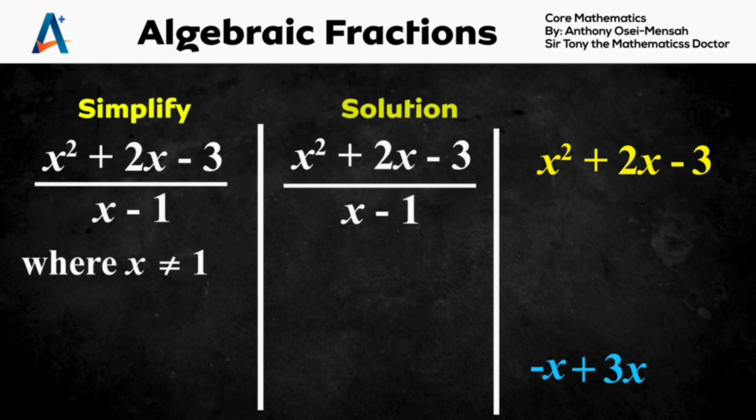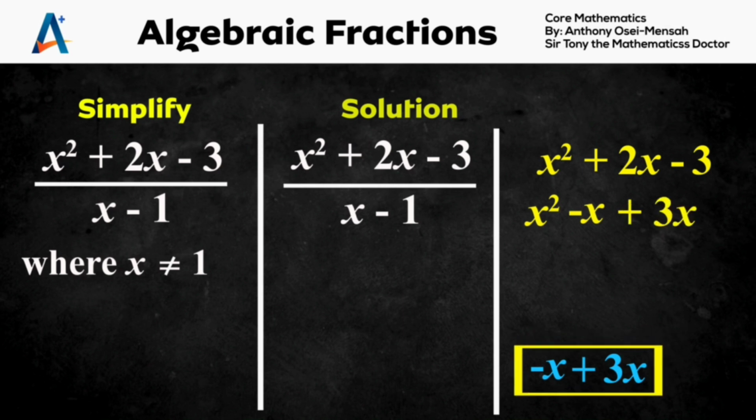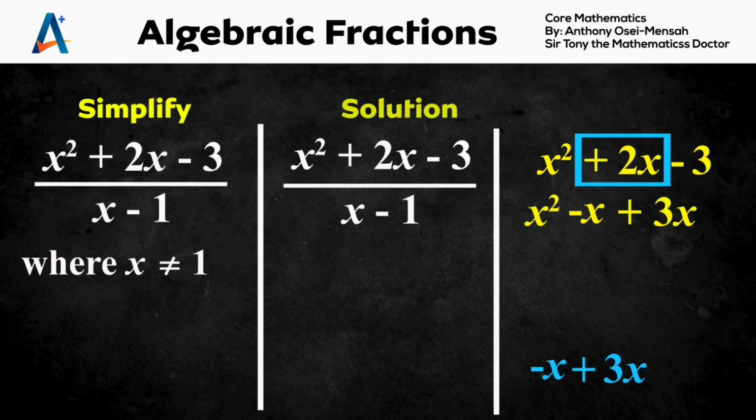So we will then rewrite this particular expression as x squared maintained. We will not bring the positive 2x, but rather we'll bring minus x plus 3x. We'll substitute minus x plus 3x in place of positive 2x. Then we bring down the minus 3 since it will still be maintained. So we'll now go ahead and factorize them by grouping.